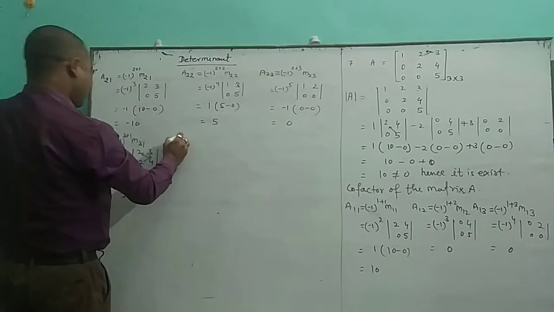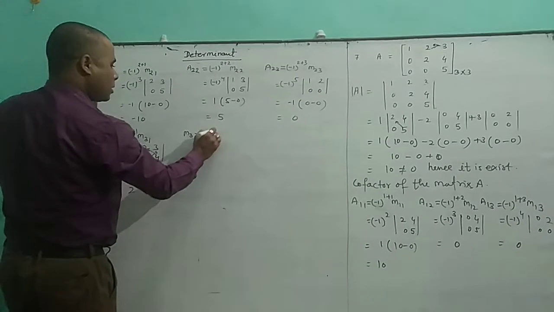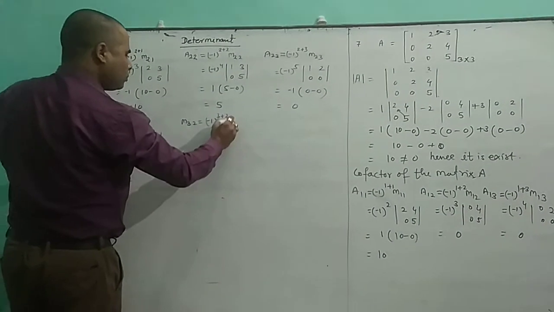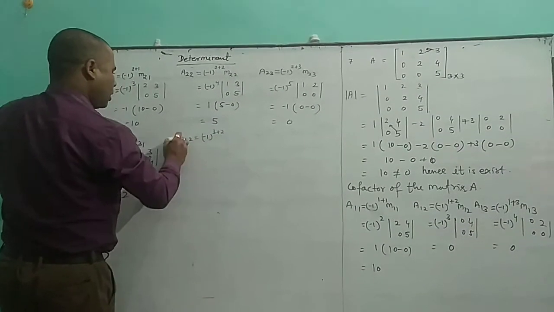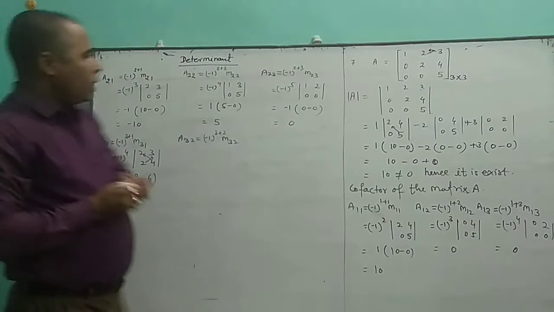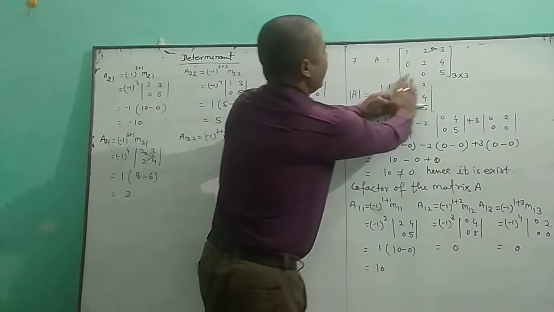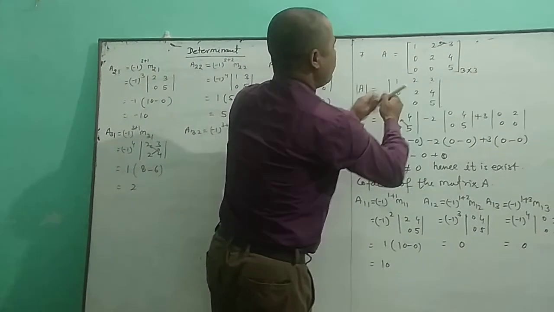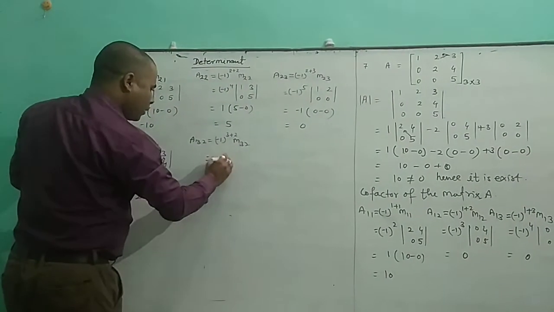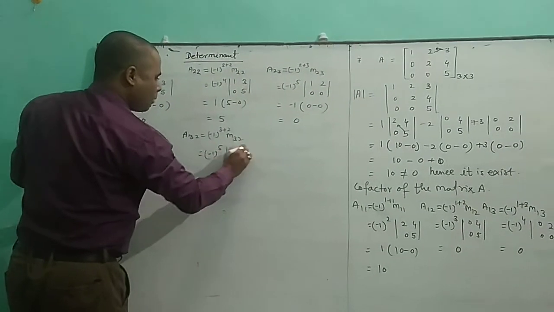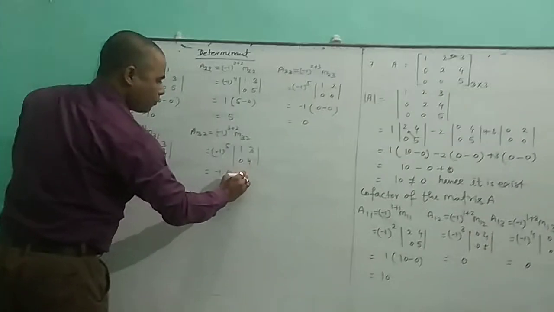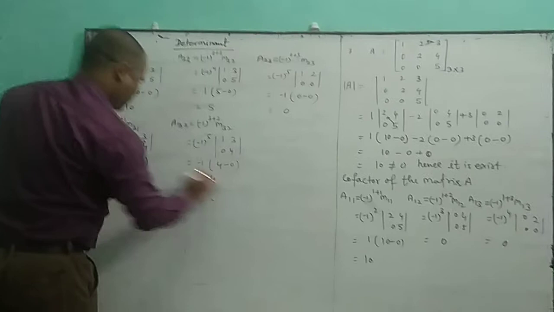Now the next one, A32, minus 1 to the power 3 plus 2. Now A32 means third row and second column we have to close. 1 3 and 0 4 will be left. Minus 1 to the power 5, 1 3 0 4 will be left. Now minus 1, and this one is 4 minus 0, it means minus 4.